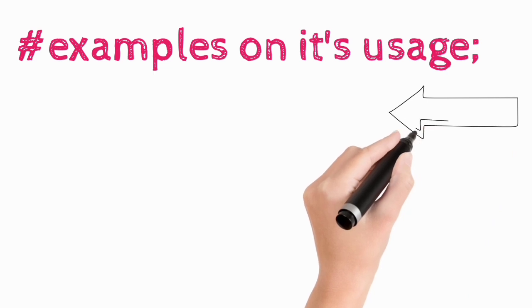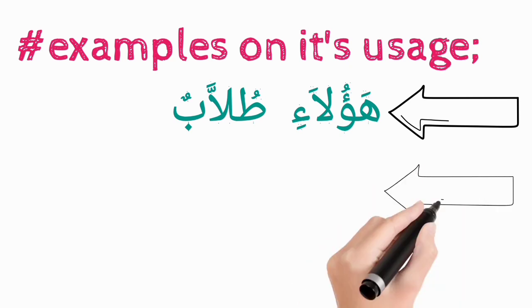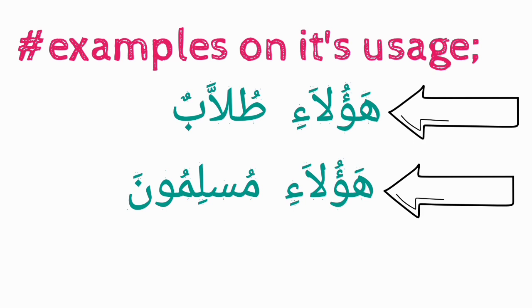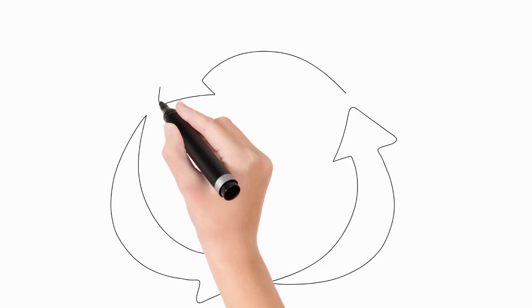Examples on how you can make use of this haulai: we have here haulai tullabun, these are students. We have here also haulai muslimuna, these are Muslims. And we have here also haulai shuyukhun, these are scholars.